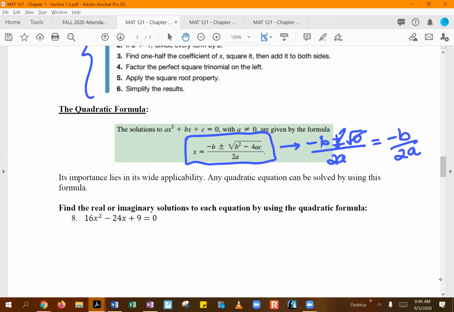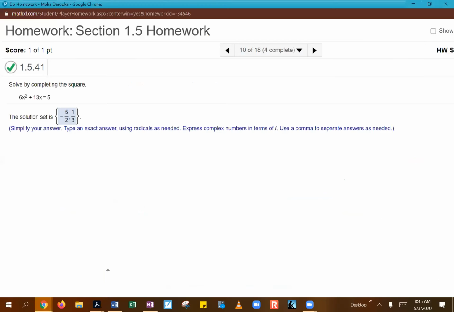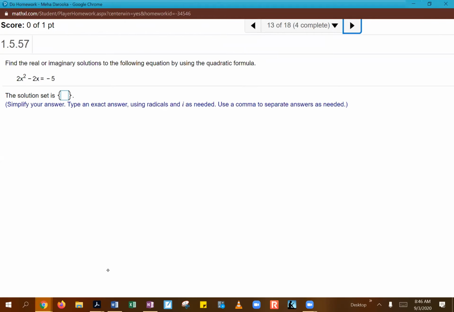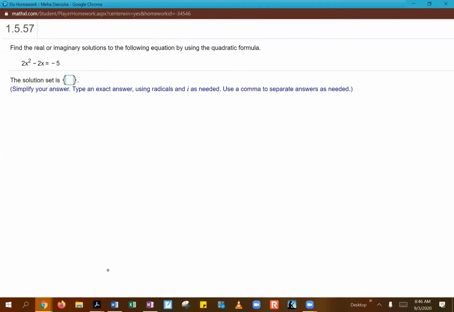So let's take a look at an example of how we can use our quadratic formula over here. You can see there's going to be a couple different types of examples for your quadratic formula, but this is the one that I wanted to work on. So let's take a look at this guy here. We are given 2x squared minus 2x equals negative 5.